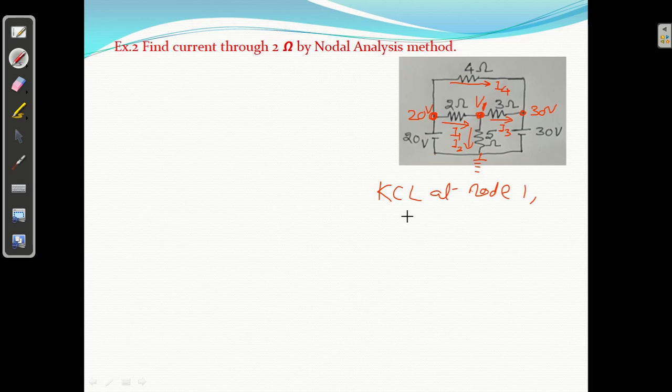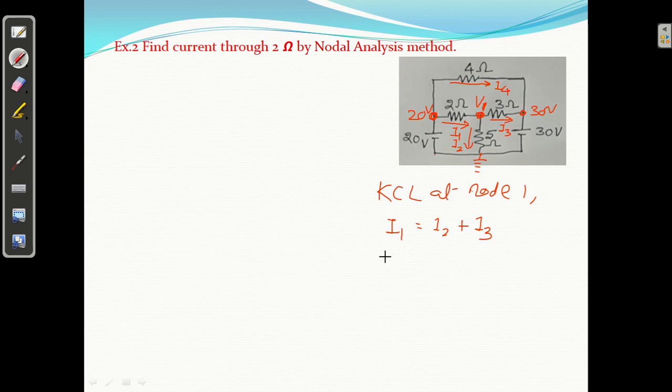What is the KCL at node 1? Incoming current equal to outgoing current. What is the incoming current? I1 at this node equal to outgoing current क्या है? I2 plus I3. Right? At this node I1 is incoming, I2 outgoing, I3 outgoing. Right? So I1 equal to I2 plus I3.